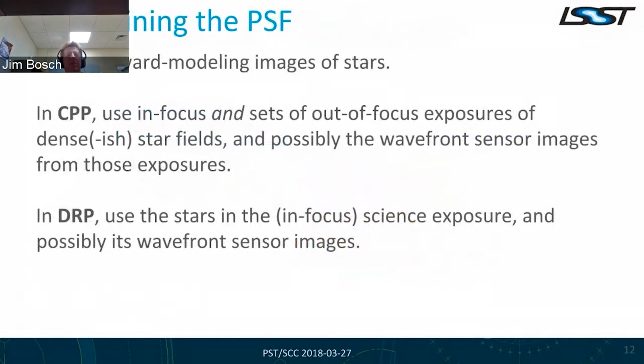So how do we actually do the PSF? I think it's just, with some scare quotes, forward modeling the images of stars. This big fancy model, and we want to make that model reproduce the images of stars. In the calibration products production, the parts of the PSF we want to constrain there, we would use in-focus and sets of out-of-focus exposures, probably of dense star fields, and possibly the wavefront sensor images from these exposures. You can learn quite a bit from how the optical PSF is behaving in particular from looking at those in and out-of-focus images.